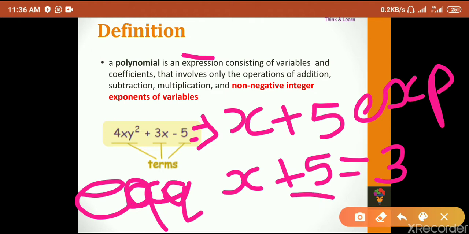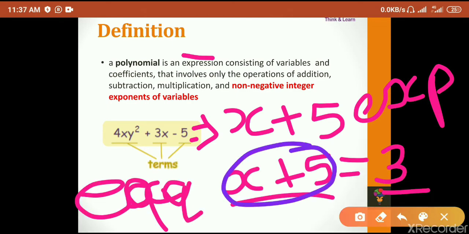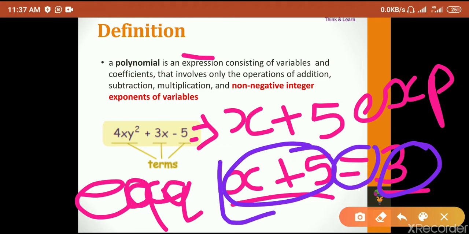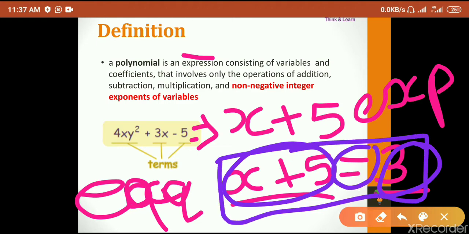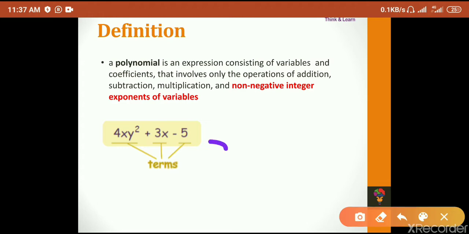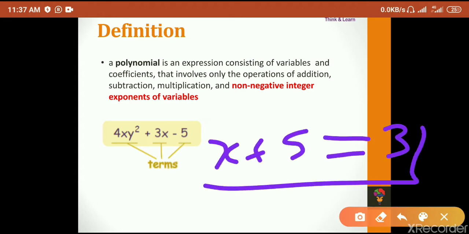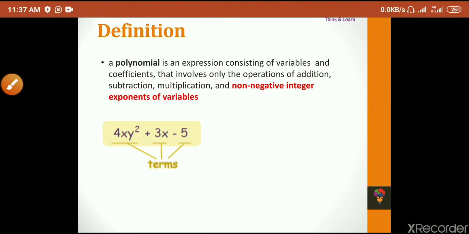An equation is having two expressions. The left hand side x plus 5 is an expression, and right hand side 3 is also an expression. Two expressions along with the equal to sign form an equation. Don't get confused. Expression is nothing but a few terms. If you use two expressions, suppose I'm using x plus 5 and 3, and I'm putting a sign equals to, then this whole becomes an equation.